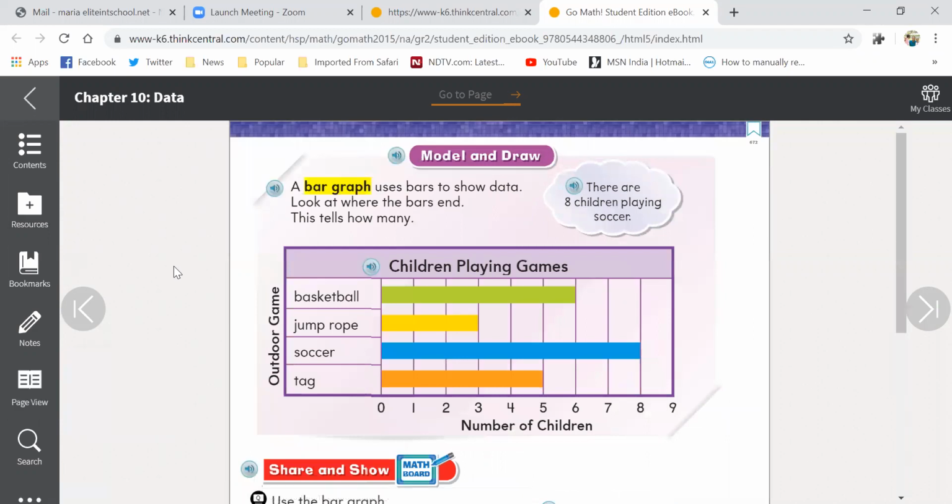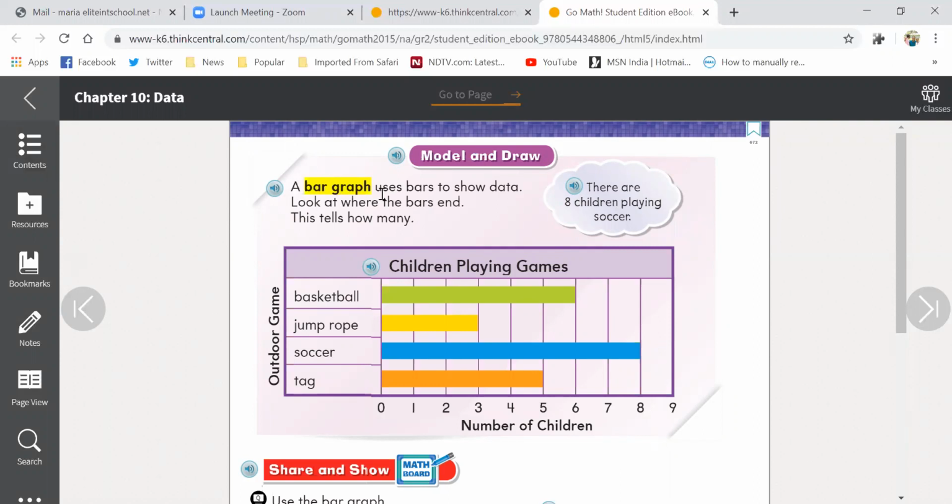Our vocabulary words for today are bar graph. Now, when you hear the word bar, I want to ask you, do you like chocolate? Yes. So how does a chocolate bar look like? I want you in this entire lesson to think of chocolates when you are learning this lesson. This will help you to learn better.